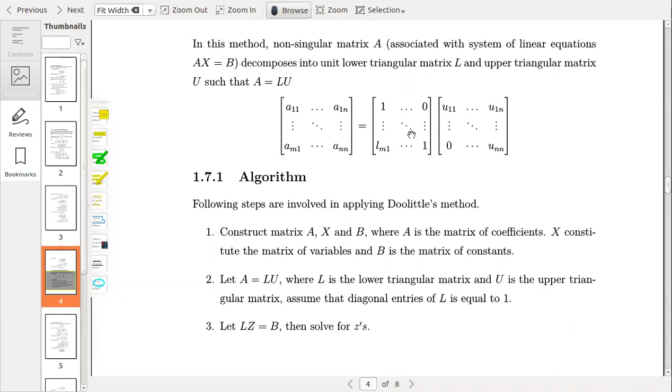So the difference is only that in Crout's method, we take a unit upper triangular matrix, but in Doolittle's method, we take a unit lower triangular matrix. So it will take this form.